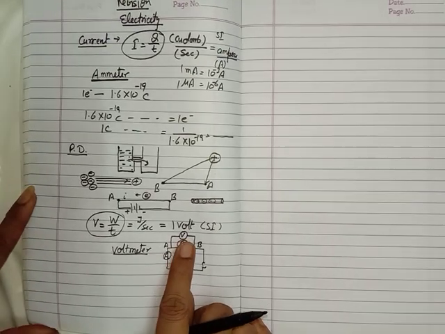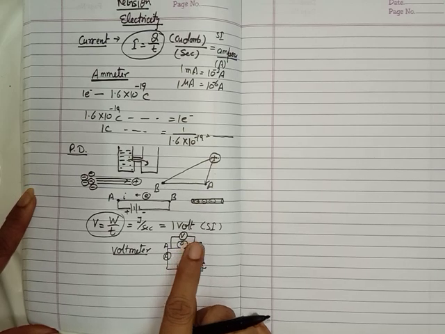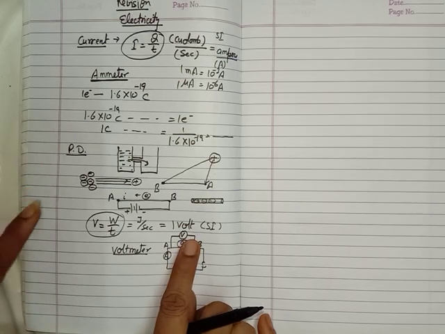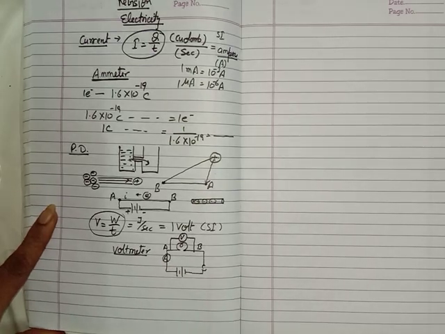And a voltmeter has a very high resistance. Voltmeter has a very high resistance, whereas an ammeter has a very low resistance.